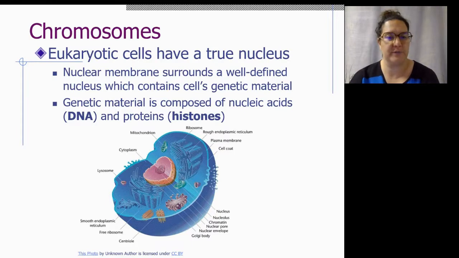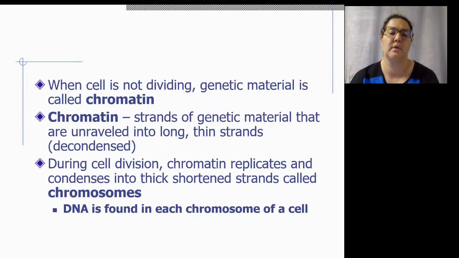So now we're going to look at chromosomes. So eukaryotic cells have a true nucleus. So it's surrounded by a nuclear membrane, and that nucleus is going to contain the cell's genetic material. And the genetic material is composed of the nucleic acids, as well as proteins known as histones. Now, when that cell is not in the process of dividing, which is the majority of the cell's life cycle, the genetic material is called chromatin, which is just unraveled, decondensed strands of genetic material. But during cell division, that chromatin replicates and then it will condense into short, thickened strands called chromosomes. And those chromosomes contain all the DNA found in an organism's cell.